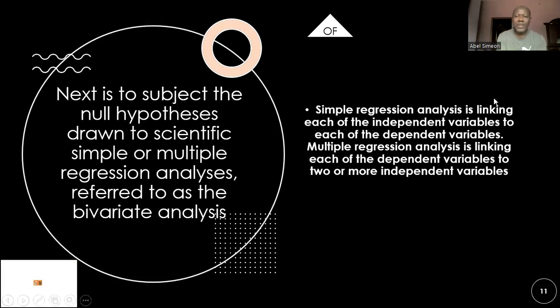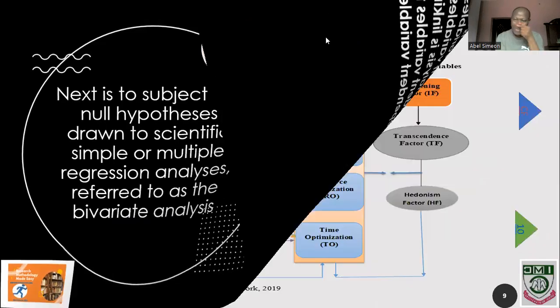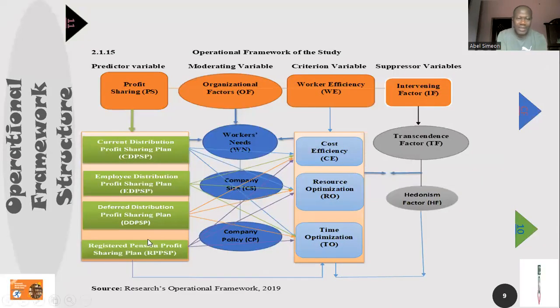The simple regression analysis is linking each of the independent variables to each of the dependent variables. Don't forget, multiple regression is linking each of the dependent variables to two or more independent variables. Let me tell you what I mean. Let's go back to this table here, this figure.